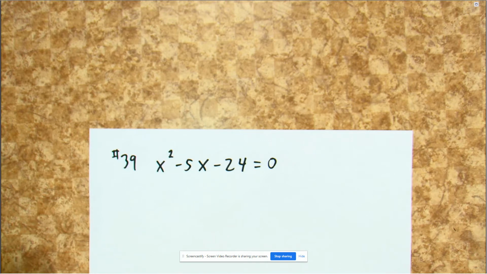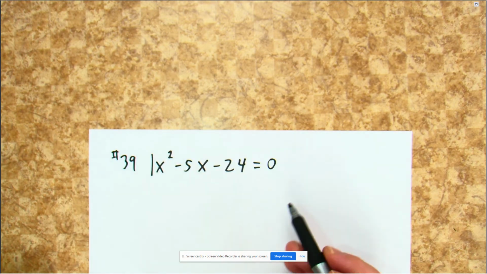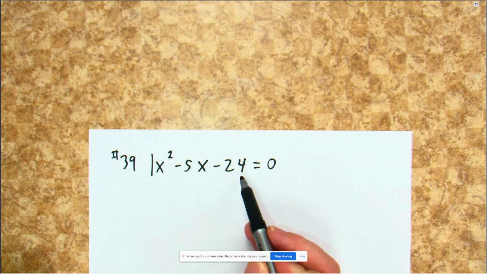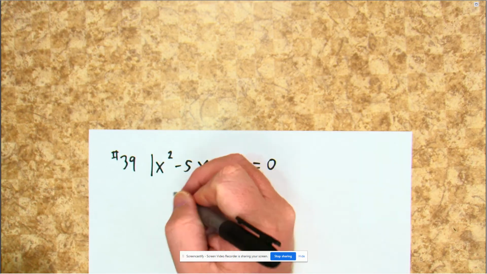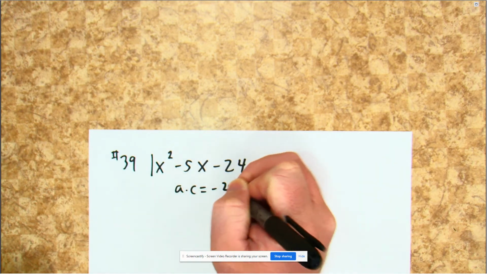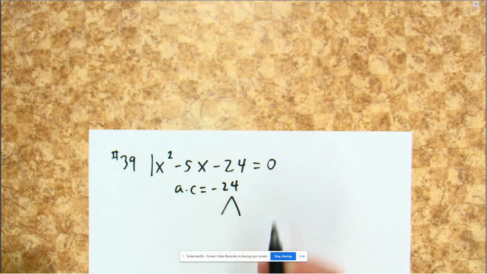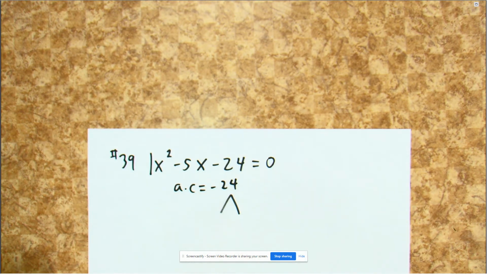I'm going to go through the Tucker method again. This is a 1x squared, so I have a 1, a 5, and a 24. They all have a 1 in common, and they don't all have a variable in common. So a times c would give me negative 24. I would need two numbers that multiplied to negative 24, and at the exact same moment, they would add up to negative 5.